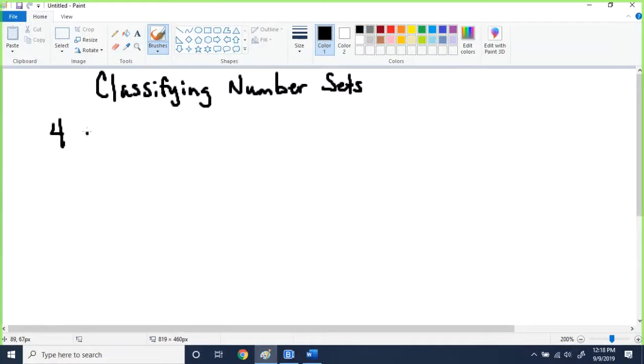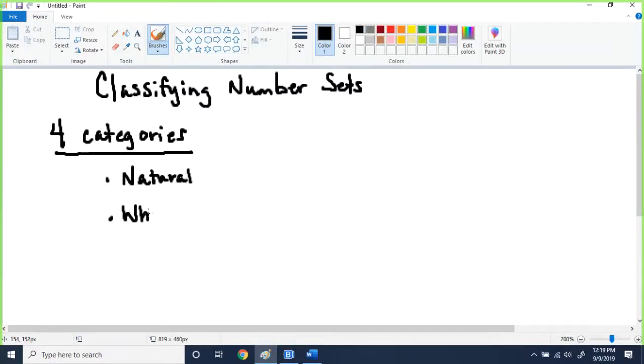So the four categories that we're going to look at are going to be natural, whole numbers, integers, and rational numbers. Okay, so let's understand a definition before we start to look at some examples.